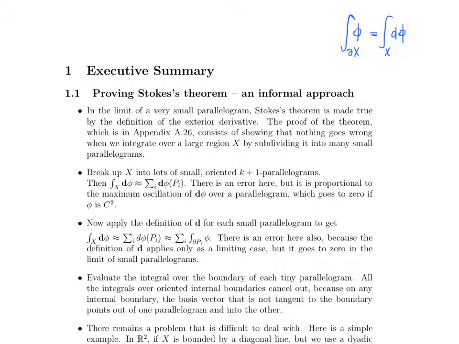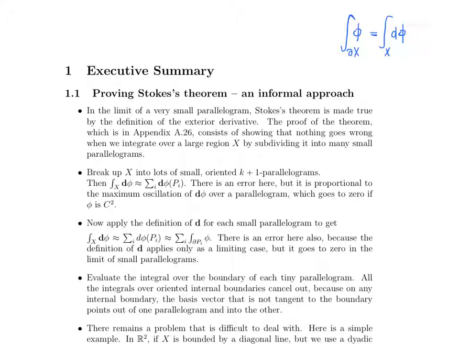And then when we're looking to compute the right-hand side here, the integral of the exterior derivative over X, instead what we want to do is evaluate a sum of the exterior derivative over a bunch of parallelograms. When they're added together, they will equal X. But there is an error here. It's basically proportional to the maximum oscillation of the exterior derivative over a parallelogram, which is going to go to 0 as the parallelograms get smaller and smaller in the limit, because phi, our form, is C2.